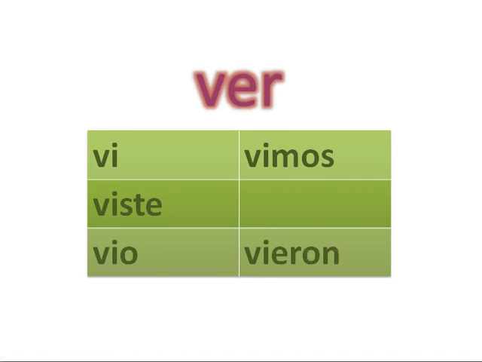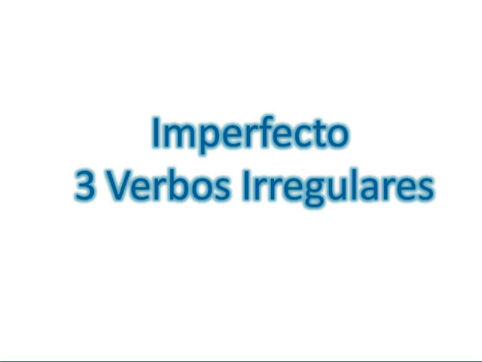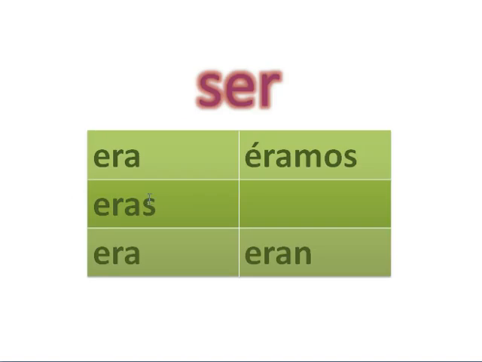No accents. Now for the imperfecto, it's much simpler because we only have three verbos irregulares, tres verbos irregulares. And those are ser: yo era, tú eras, él era, nosotros éramos, and ellos eran. And you have to notice that for the imperfecto, the nosotros form for ser has an accent on the first letter.